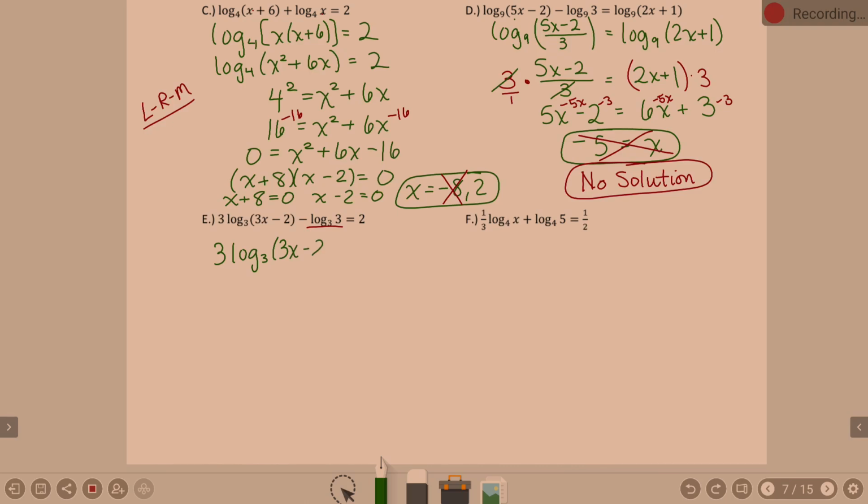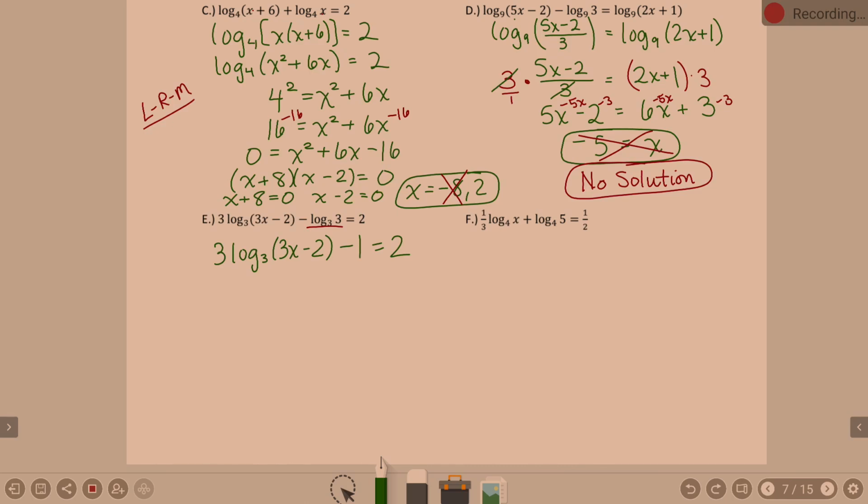3x minus 2, minus 1, equals 2. Are we going to eventually move that power in the next step? We can do it with or without moving the power. If we move the power now, we FOIL. I'm never FOILing personally.